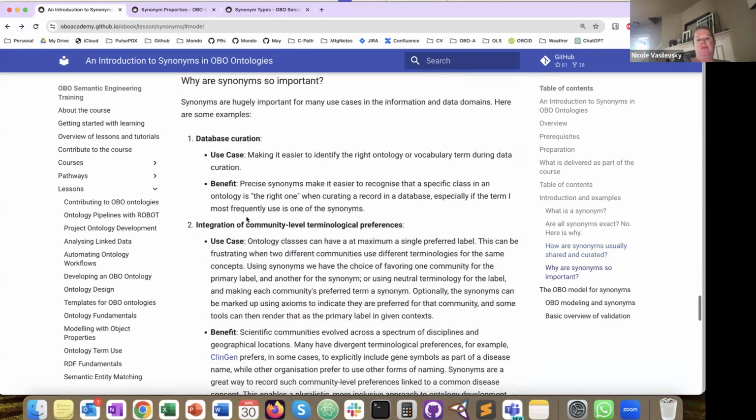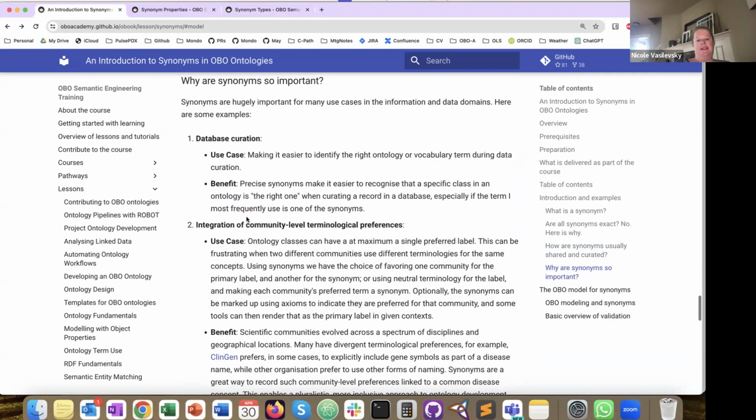So some of the importance of why we need to be concerned with how we're curating synonyms in our ontologies. One example is database curation. We need to be able to identify the right ontology or vocabulary term during data curation.